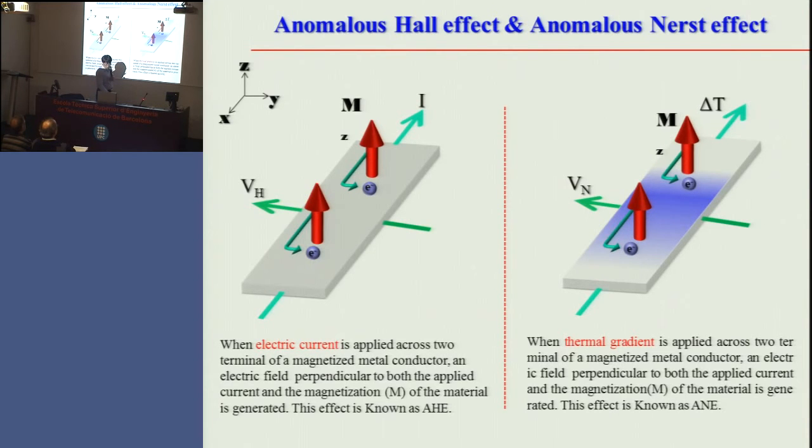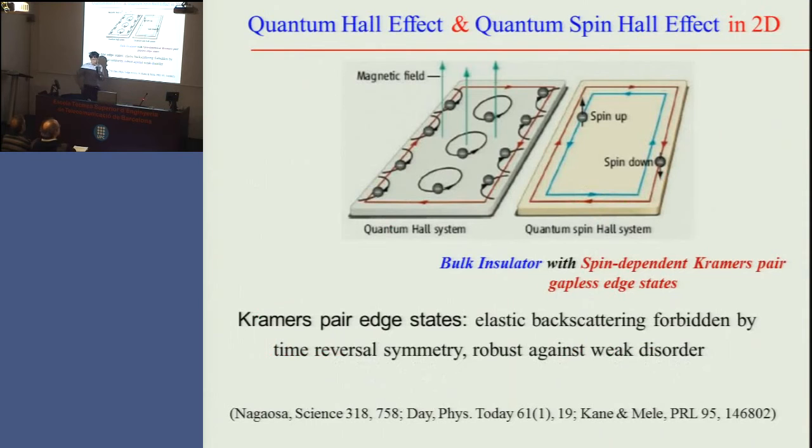This is just an introduction. The next page shows the quantum Hall effect and the quantum spin Hall effect in the two-dimensional case. The quantum Hall effect happens when you apply a very high magnetic field, and you will see the Hall effect become quantized like this. So there occurs an edge state, which is called like this.